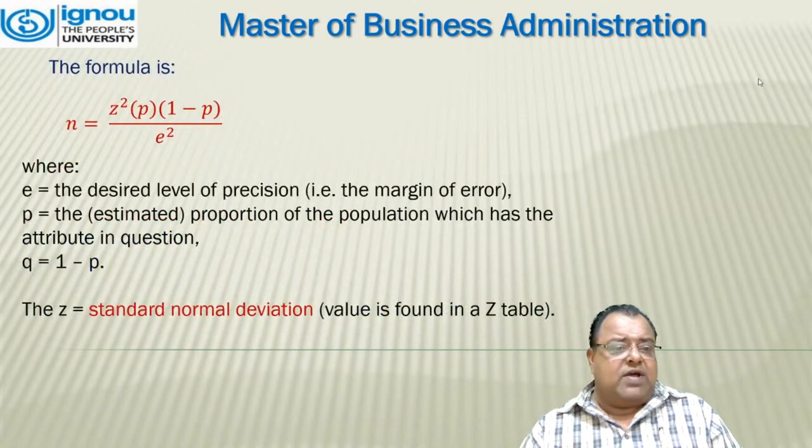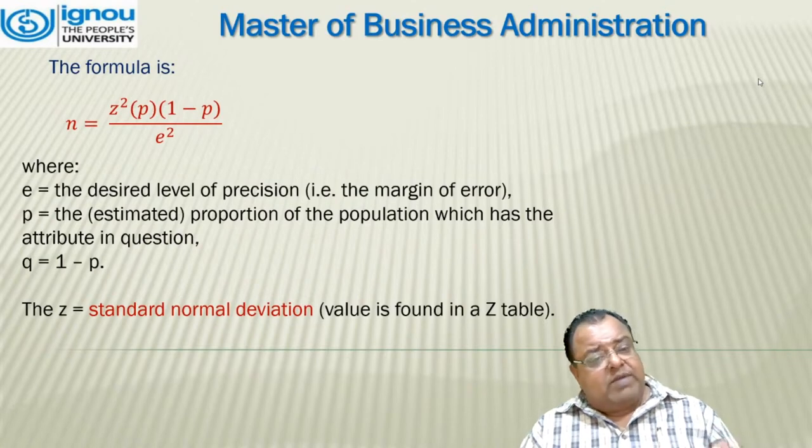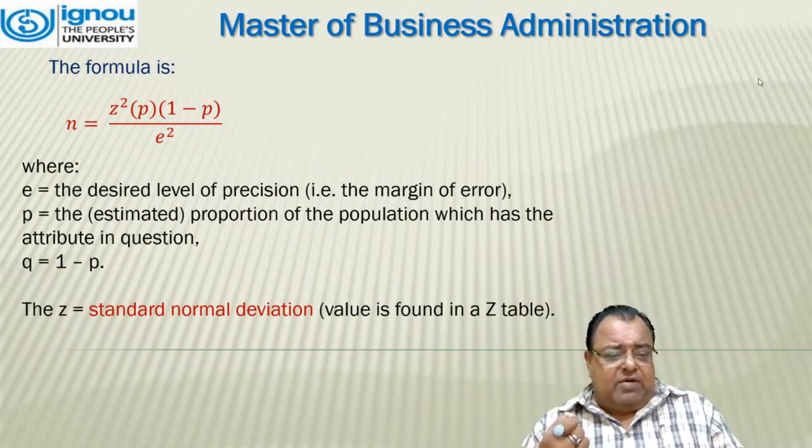Now, how does that work? For that, this basic formula is used: n is equal to Z square into P into (1 minus P) upon E square, where P is the proportion of the population which has the attribute in question, and Q is 1 minus P. E is the margin of error, and the Z value is taken from the standard normal deviation, that is taken from the Z table.